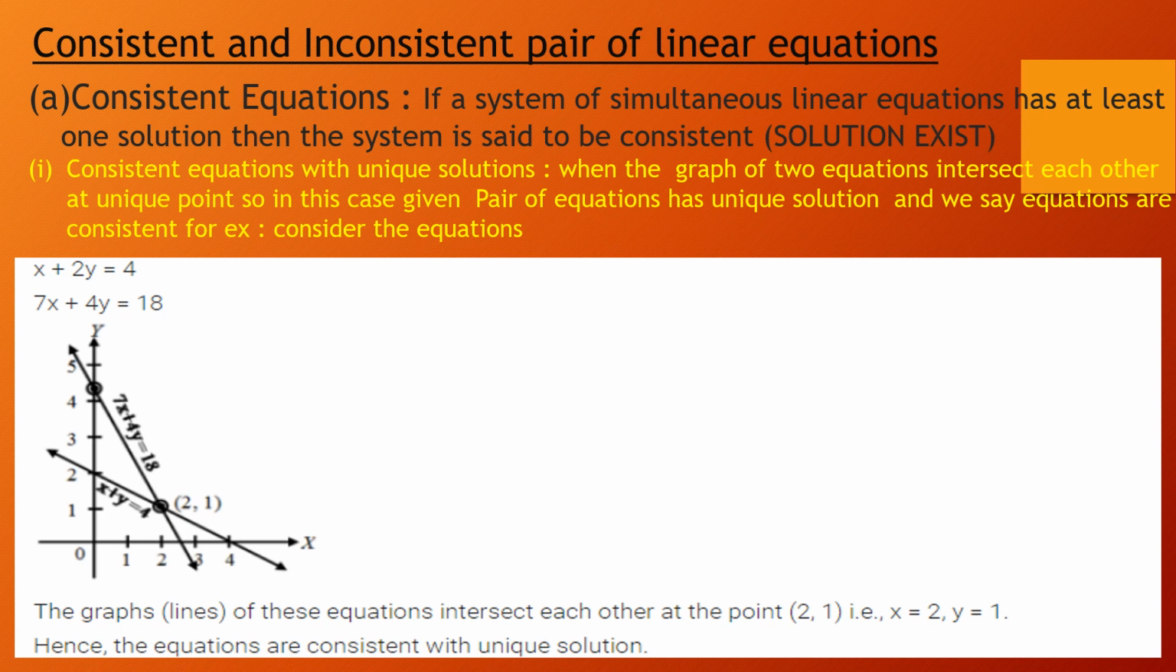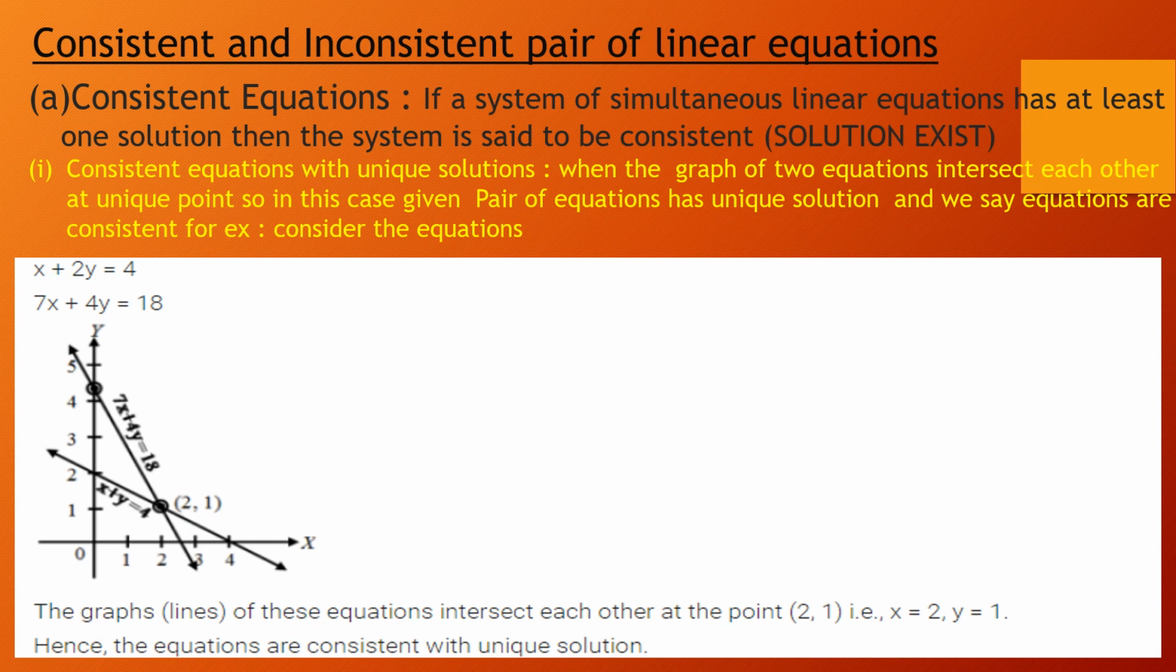First of all, we discuss consistent equations with a unique solution. We have discussed the graph, so here, on that basis, we again discuss the consistency of equations. When the graphs of two equations intersect each other at a unique point, at one point, the given pair of equations has a unique solution. A minimum of one solution exists, and we say the given equations are consistent.